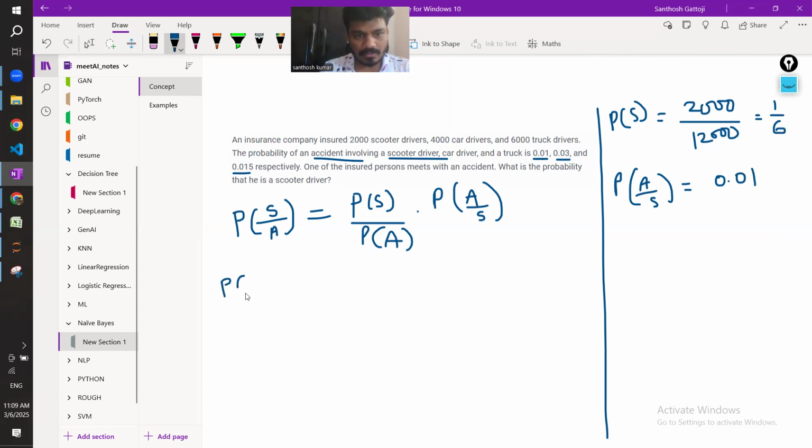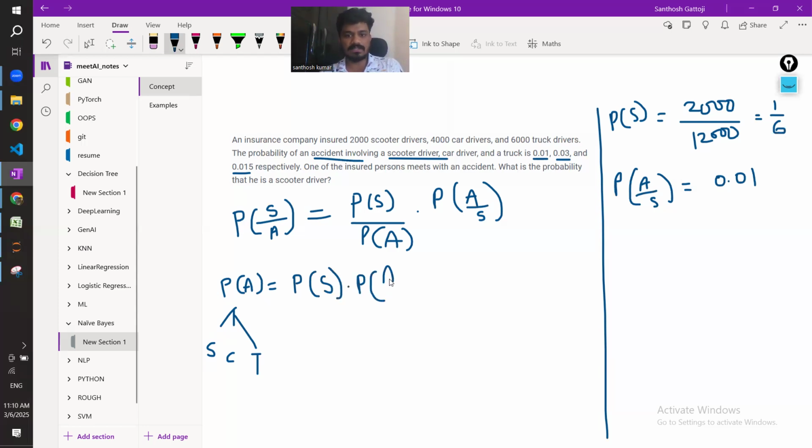Now, the probability of an overall accident. Like I said, an accident can occur in three different ways, so we'll consider all three ways, and the probability of each way occurring. The accident could be by a scooter, a car, or a truck. First, I will pick scooter. What is the probability of scooter, then the probability of accident with respect to scooter?